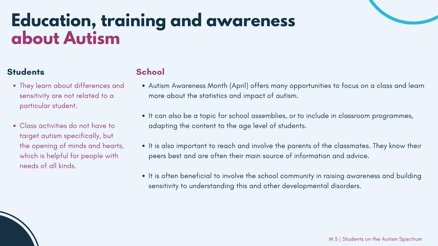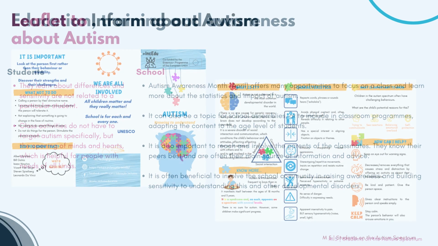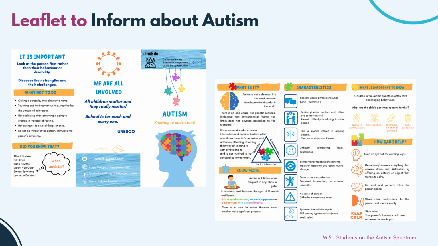Autism education, training, and awareness is important. It should take place across the board, where students learn that differences in sensitivity are not related to a particular student. We have therefore produced the following booklet, which can be used as a resource by the education team. You will find the downloadable format in our Good Practice Guide, Module 5.